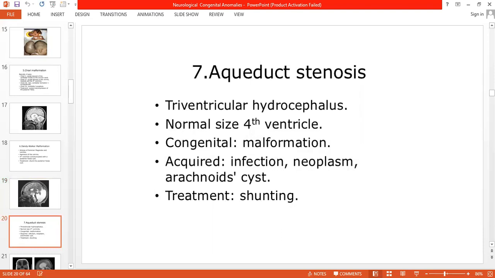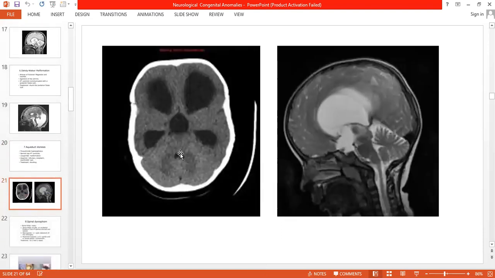The aqueductal stenosis. The aqueduct, we described it, the aqueduct of Sylvius, is located between the third and fourth ventricle. If the path between the third ventricle and the fourth ventricle is obstructed, the CSF from the third ventricle will not enter the fourth ventricle. This will result in dilatation of the third ventricle as well as the lateral ventricle, and CSF is mainly formed within the lateral ventricle. The fourth ventricle will appear normal. Okay, treatment is shunting. This is the normal fourth ventricle.